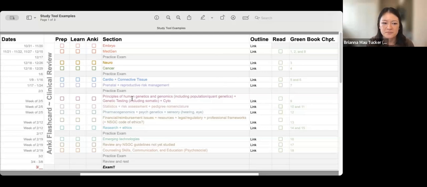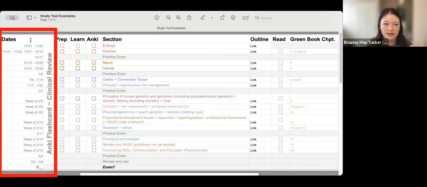Yeah, and then I included dates. So what I did when I first implemented this is I planned out, well, I think I'm going to spend this much time on this topic and this much time on this topic. So here are the weeks that I'm going to try to stay on this topic before I move on to the next one.